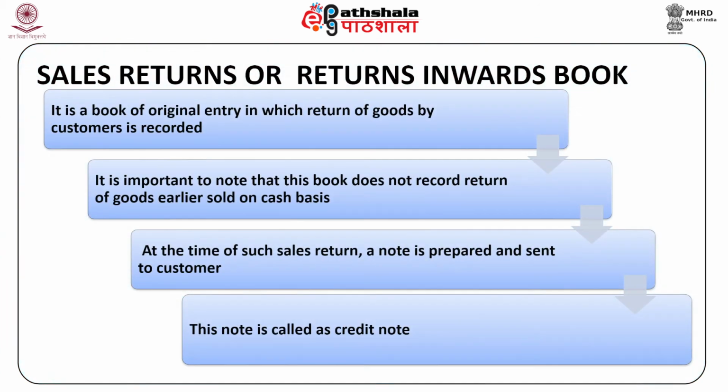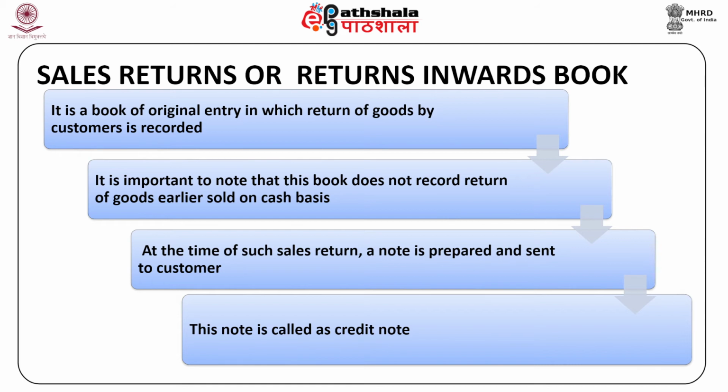It is a book of original entry in which return of goods by customers is recorded. The return of goods may be on account of defects in the goods, delay in supply, goods not as per specifications, oversupply of goods, etc. It is important to note that this book does not record return of goods earlier sold on cash basis.